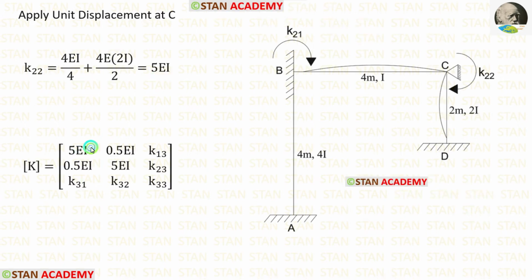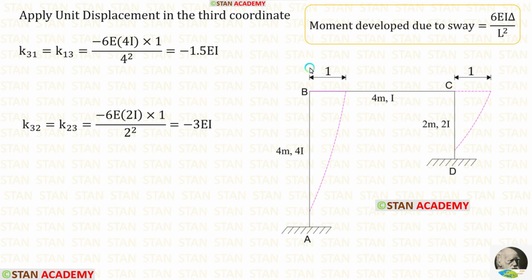In the stiffness matrix, we have found these four values. Now we are going to find the last row. For that, we have to apply unit displacement in the third coordinate. Our third coordinate is the sway. We have kept our coordinate towards the right side. So towards the right side, we have to apply unit displacement. To find K31, we have to calculate the moment developed due to sway at the point B. The formula to find the moment developed due to sway is 6EI delta upon L square. Since the sway occurs towards the right side, the moments developed due to sway will be negative.